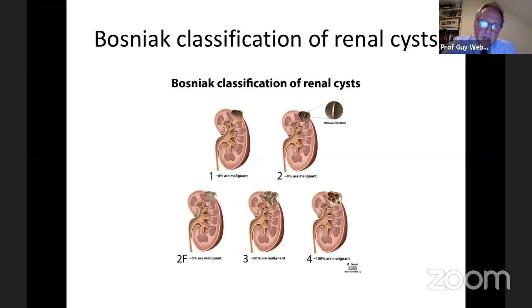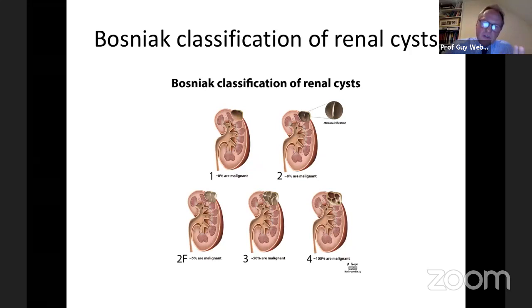So Bosniak 1 is a simple cyst with no internal contents other than fluid. 2, there's microcalcification or perhaps 1 septum in the cyst. 3, there are enhancing areas in the wall or in the septi, and 4, enhancing areas within the abnormality itself. And the reason this is important is because we can classify how potentially malignant they are from the Bosniak classification.